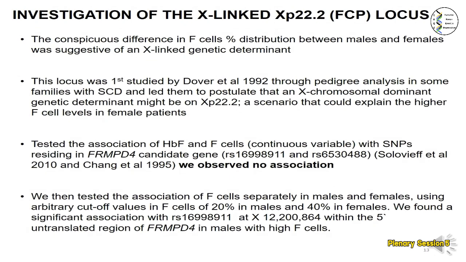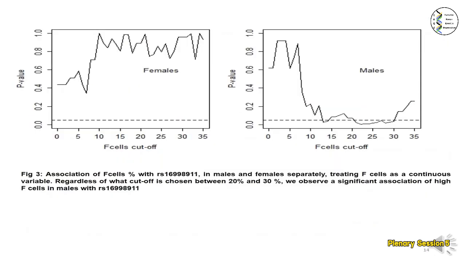Since the 20% cutoff value was arbitrary, we went further to explore different cutoff values both in females and males. We can clearly see that in females, across all the F cell percentages, there is no significant association. However, in males, we were able to see the association to be robust over a range from 13% of F cells up to 30% of F cells.